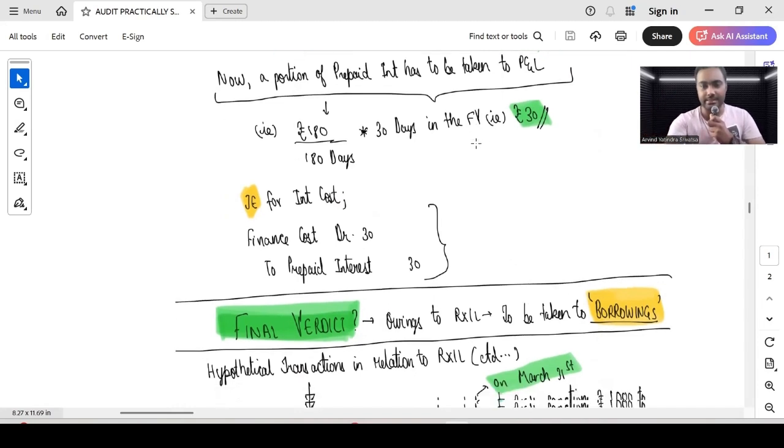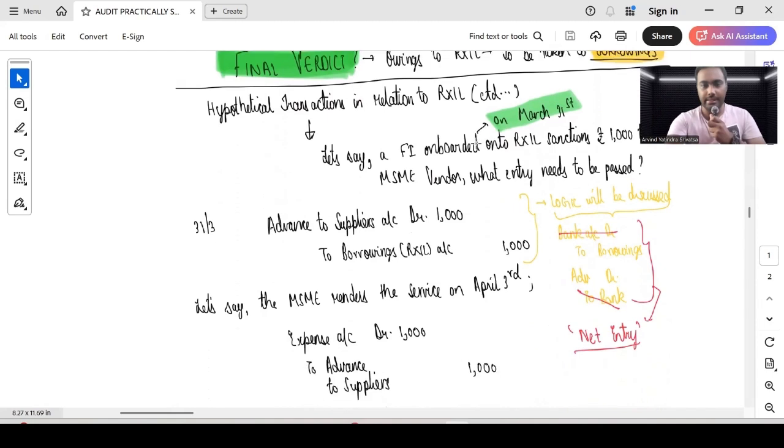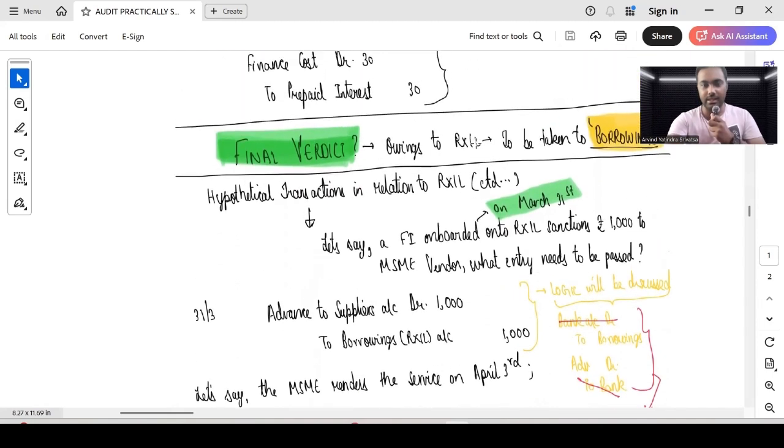So next, just coming down. Next, hypothetical transaction in relation to RXL. Let's say a financial institution onboarded on March 31 onto RXL sanctions rupees 1,000 to the MSME vendor. What entry needs to be passed? So basically, on March 31, a financial institution or a banker who was onboarded on March 31 gives an advance to the MSME vendor. What entry needs to be passed in this case?